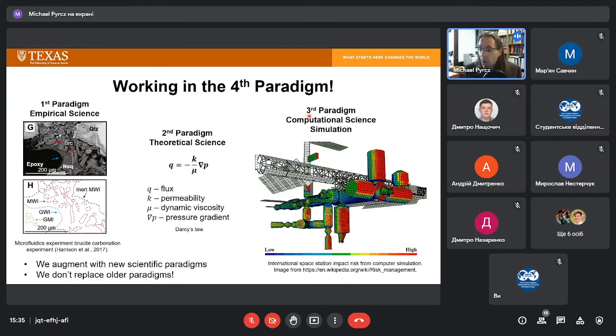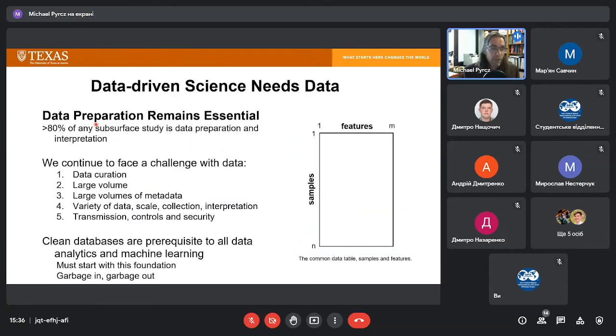Working in the fourth paradigm, what do I say about it? When we developed the third paradigm of computational methodologies to discover things about the world, well, we were using the second paradigm, theoretical science, to make that computer program. We were using first paradigm empirical experiments to calibrate that program. In fact, we use both. What do I say? Even though we have fourth paradigm for data-driven science, we do not replace the old paradigms. We still remember all of our engineering.